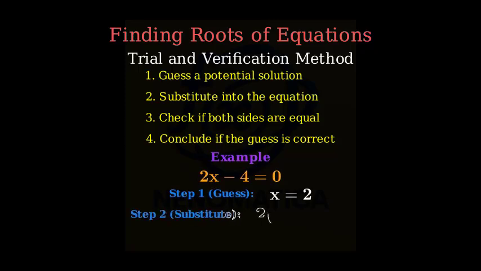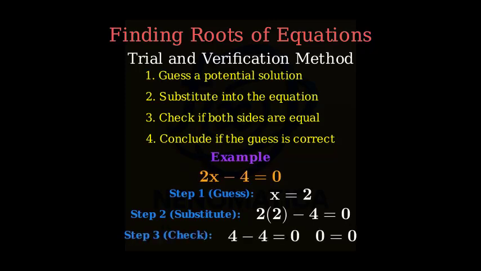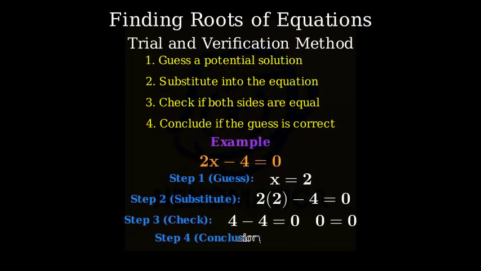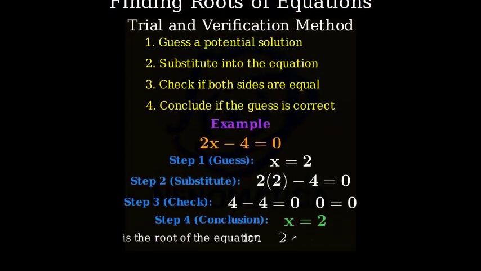This gives us 2 times 2 minus 4 equals 0. Simplifying, we get 4 minus 4 equals 0, which is 0 equals 0. Since both sides are equal, our guess x equals 2 is correct. Therefore, x equals 2 is the root of the equation 2x minus 4 equals 0. Now, let's move on to our second example.